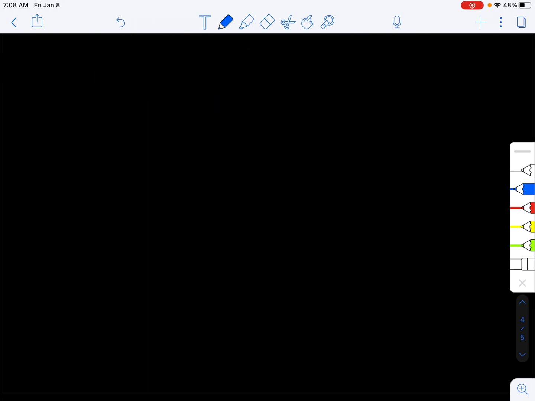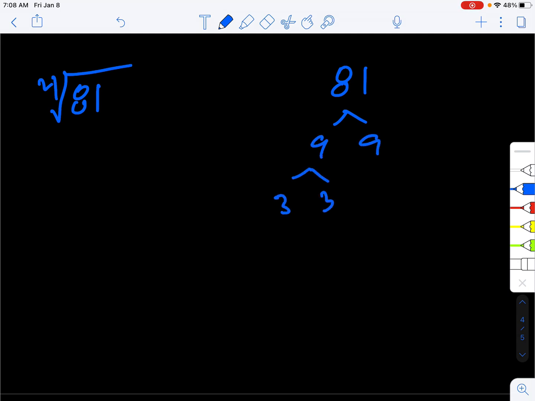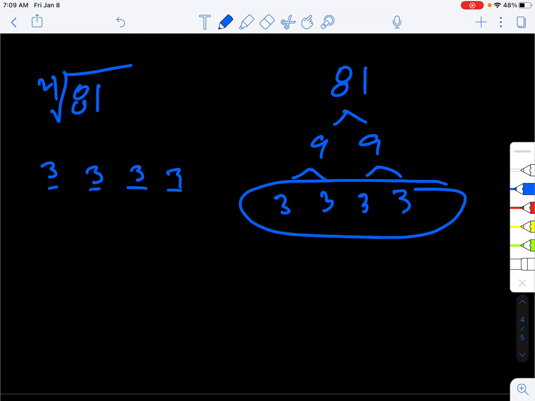Let's look at another example. Let's say we're trying to find the 4th root of 81. Well, let's try to factor out 81. 9 times 9, 3 times 3, and 3 times 3. Well, we need 4 spots, and it looks like we have 4 3's. So these prime factors found us that the 4th root of 81 would just equal 3.